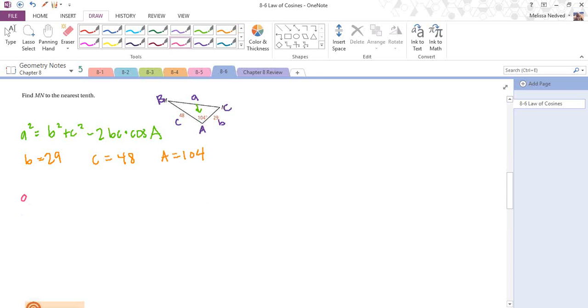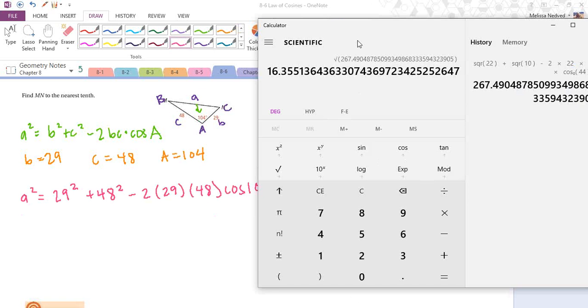Just be very careful that you're not forgetting any of those parts of the expression. So a squared equals 29 squared plus 48 squared minus 2 times 29 times 48 times cosine of 104. Again, practice this as we go. Make sure you're getting the same thing I am, and that you're able to do those trig functions correctly.